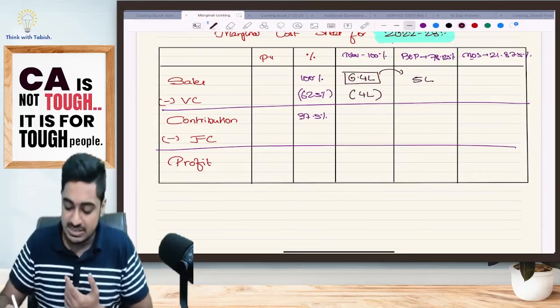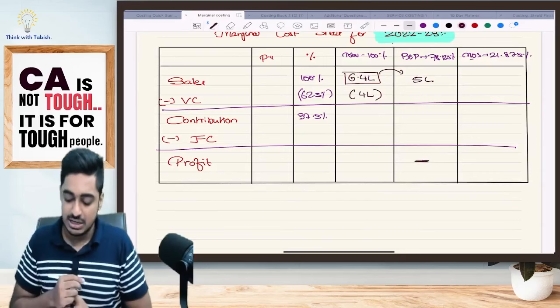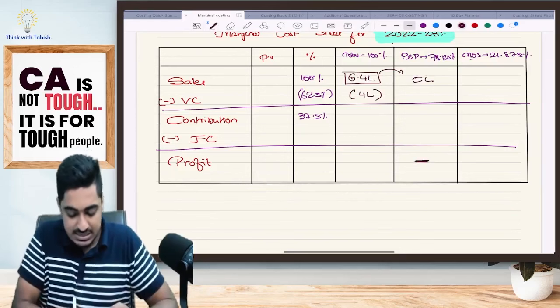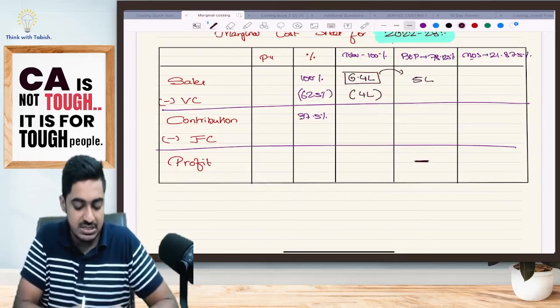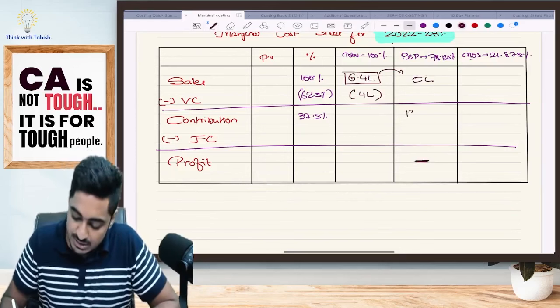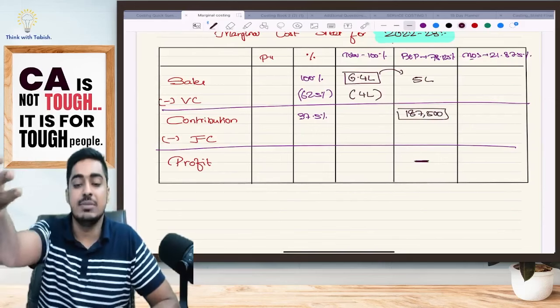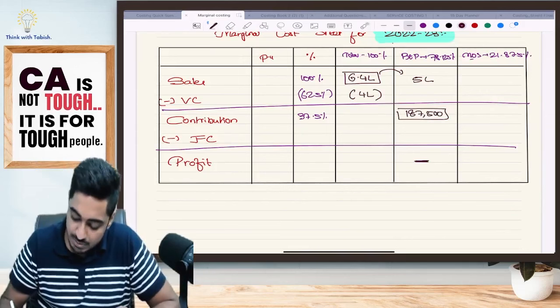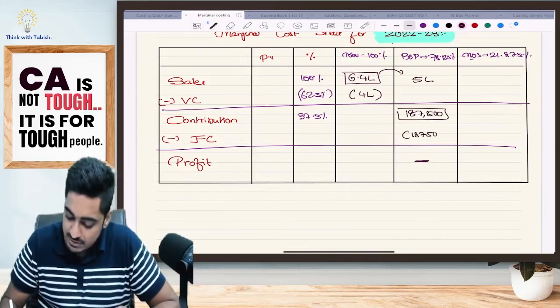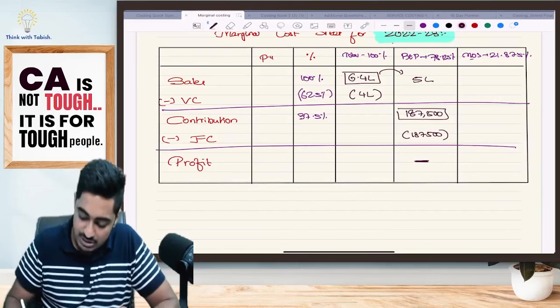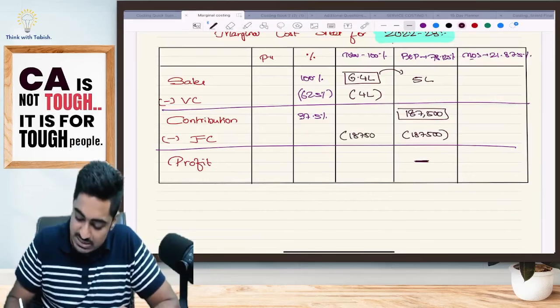Very simple. Yes, BEP sale. In BEP, I will not be earning any profit. 5 lakh is my BEP sale. 37.5% is my contribution. That means 1,87,500 is my contribution. Tell me, in break even point, I will not be having any profit. That means how much fixed cost will I have to pay? 187,500 fixed. Yes or no, everyone? So I got my fixed cost as 187,500.